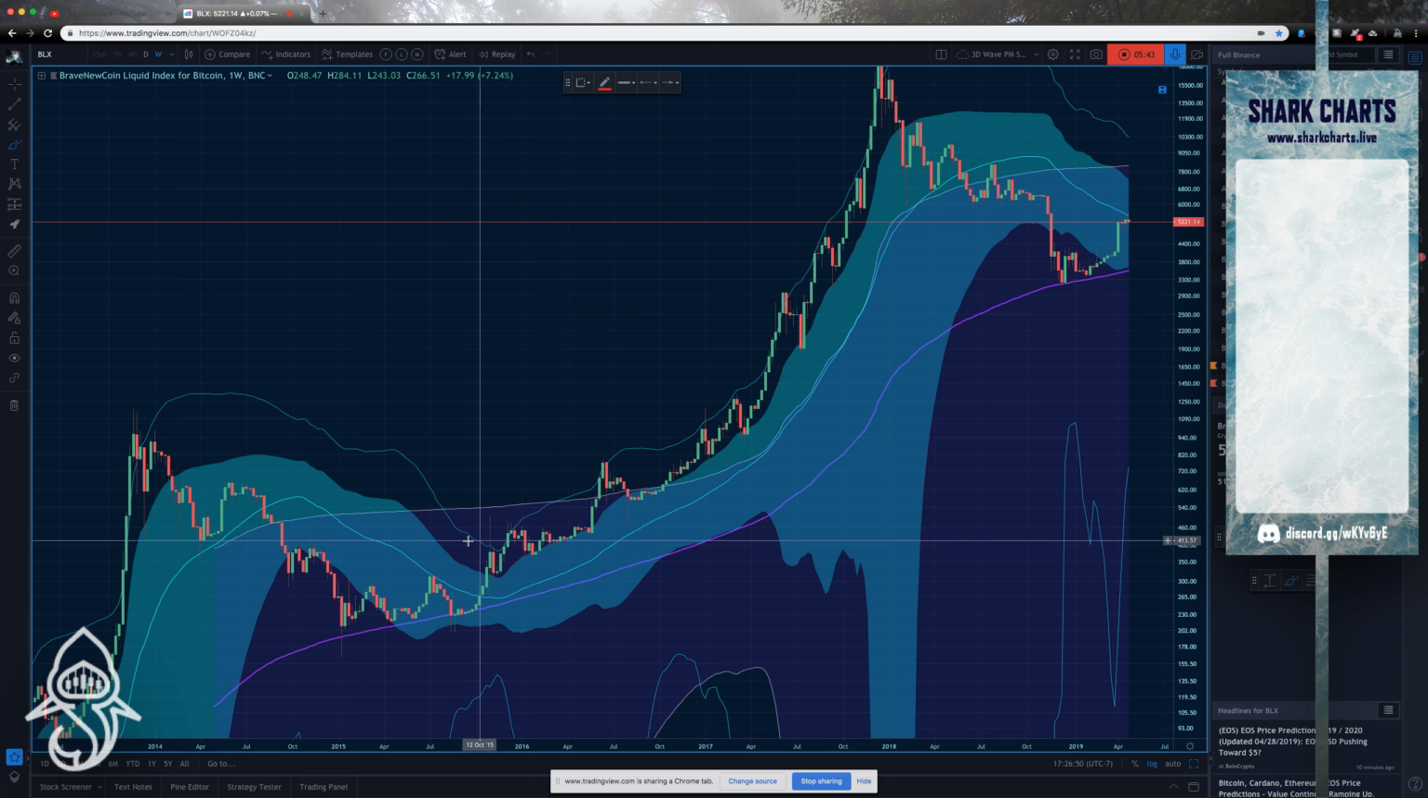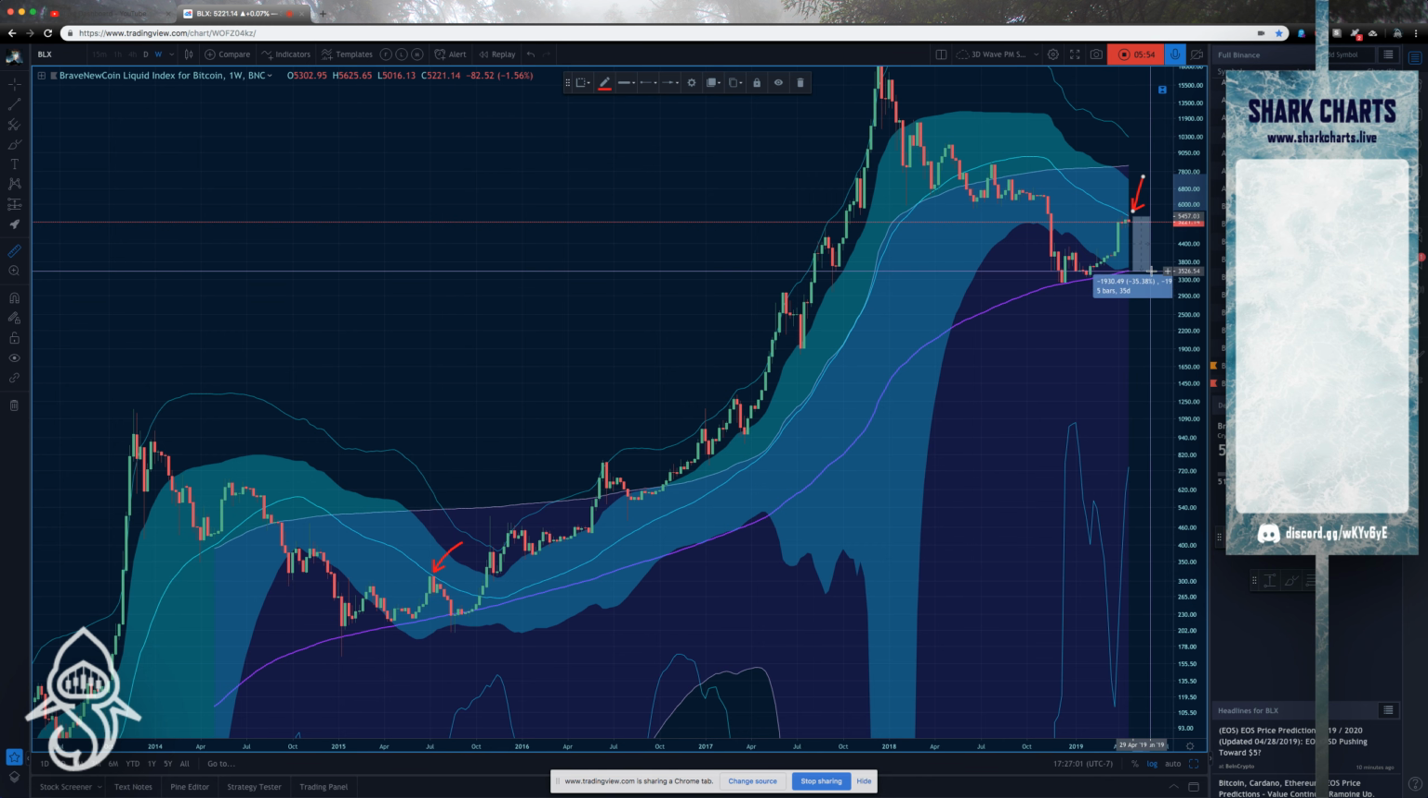So, rejection from this value, rejection from this value. In this scenario, we had a retracement to the 200 weekly mean, which was a 25% loss. In this scenario, we have a retrace to the 200 weekly mean, which is a 35% loss.